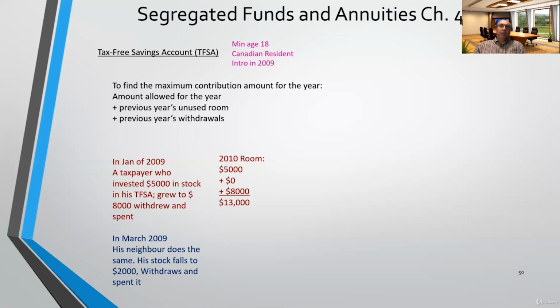In March 2009, his neighbor does the same. He also put in $5,000, but his stock went down to $2,000, and he took out $2,000 and spent it. So in 2010, his neighbor's room would be $5,000 plus the $2,000, because that's the amount he withdrew. So now his neighbor's room would be $7,000. It depends on whatever amount you took out. You can add that as additional room for next year.